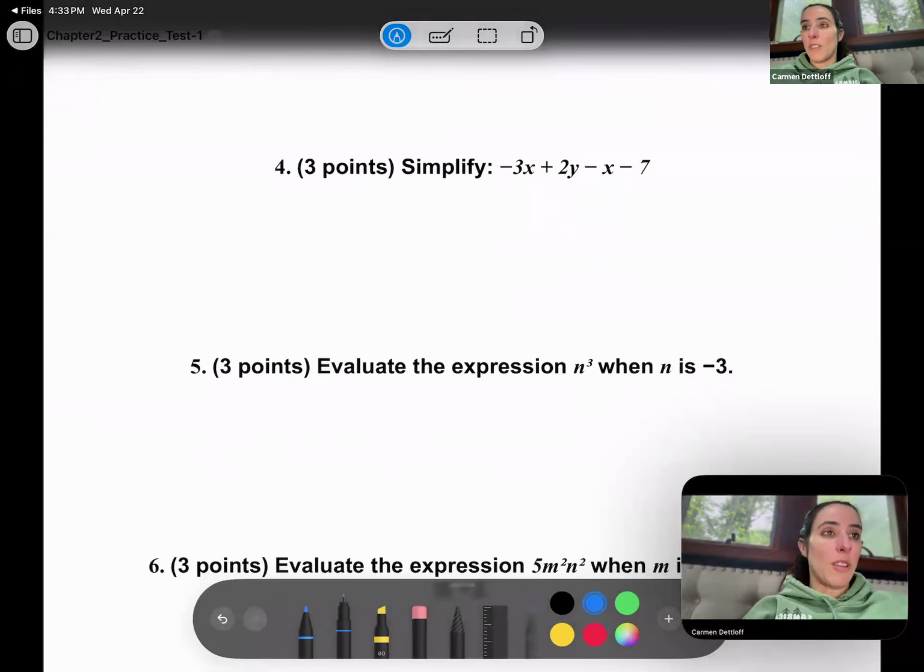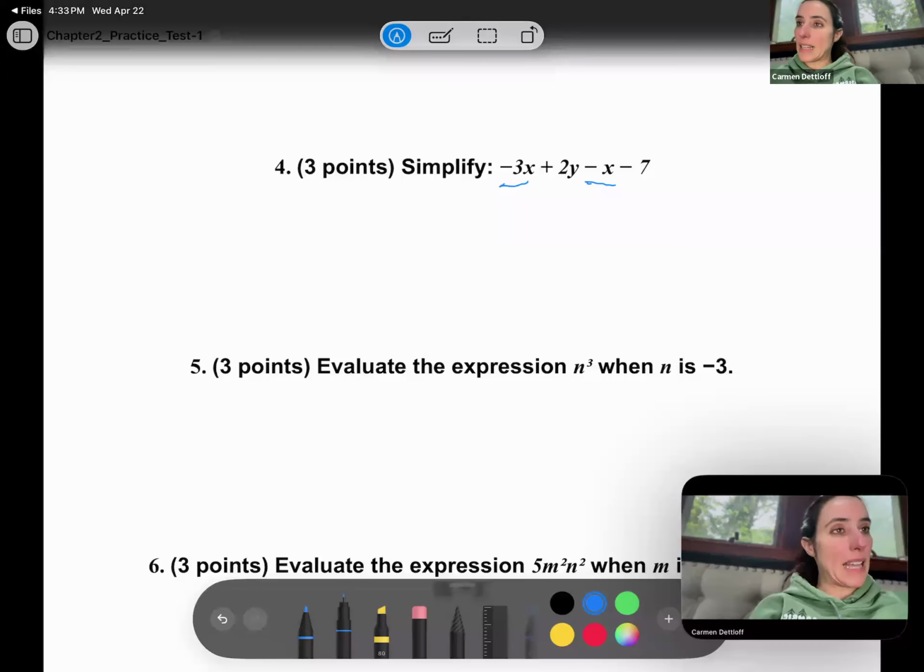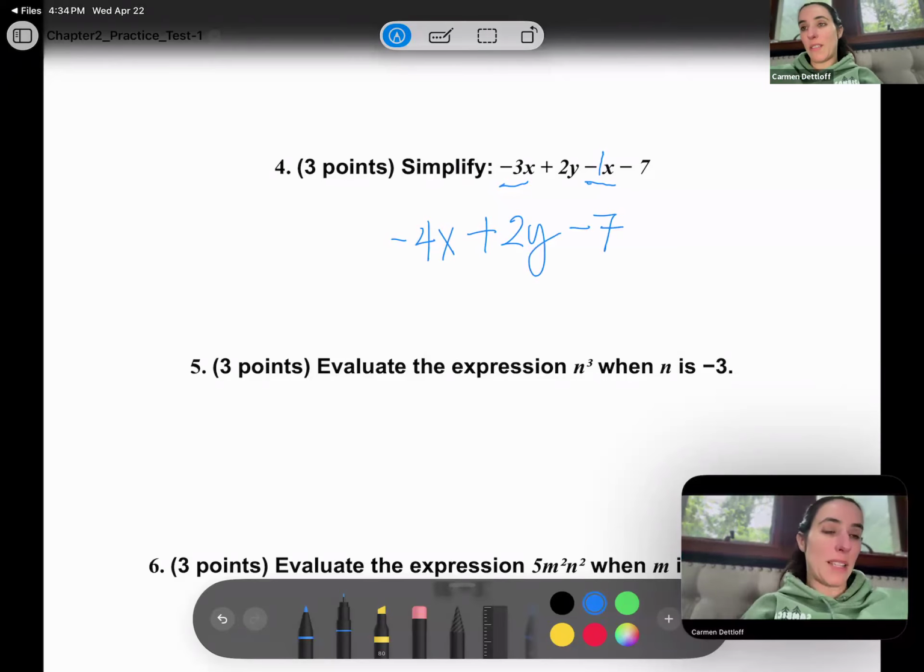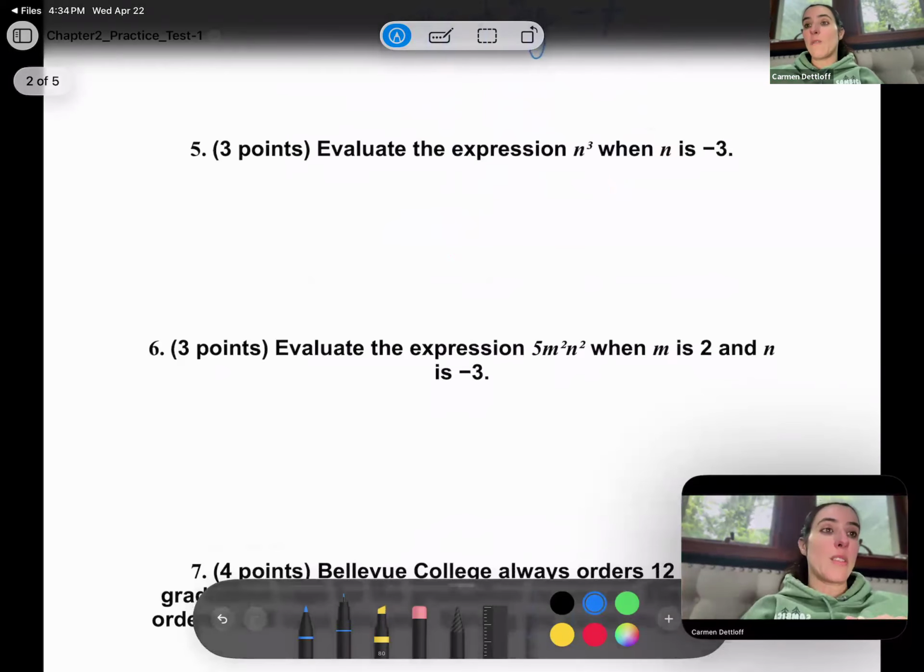For simplify, I'm looking for like terms again. I have x and I've got x over here. I've got x's and x's. And remember that minus x is -1. Okay, I'm going to ask myself, what's negative 3x minus 1x? That gives me negative 4x plus 2y minus 7. My y and my 7 don't have any terms to combine with. And notice this says simplify, not solve, so I don't have an equal sign in there. I'm not solving anything.